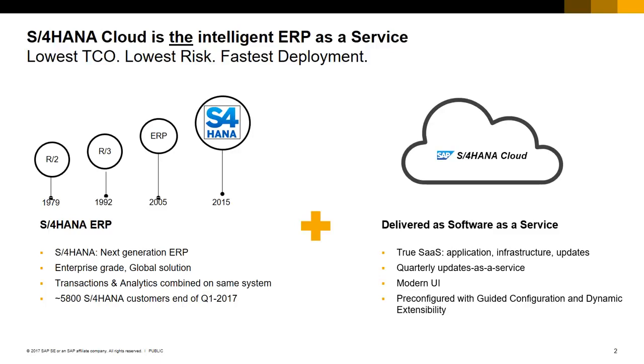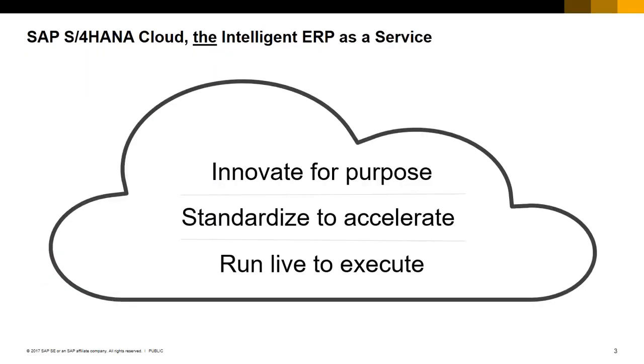In the next slides I will talk in more detail about this topic, in how we innovate for purpose, how we standardize to accelerate, and how we run live to execute. These are also the three main pillars that we have for our solution. Whatever we innovate needs to have the purpose of the customer. We standardize in order to allow our customer base to accelerate in every business outcome that they wish to have and adopt any innovation quickly. And finally, they need to run live to execute.